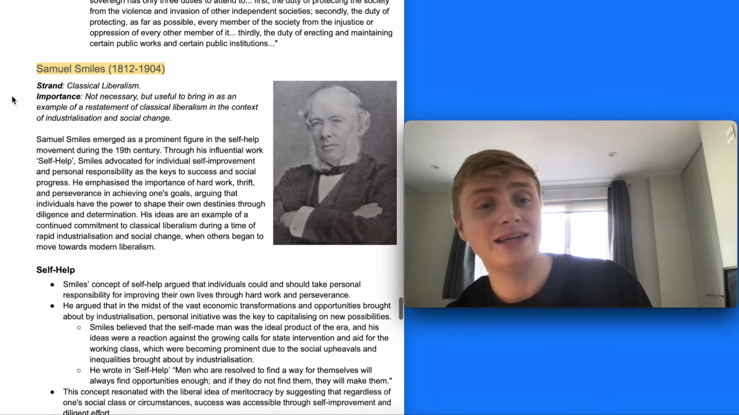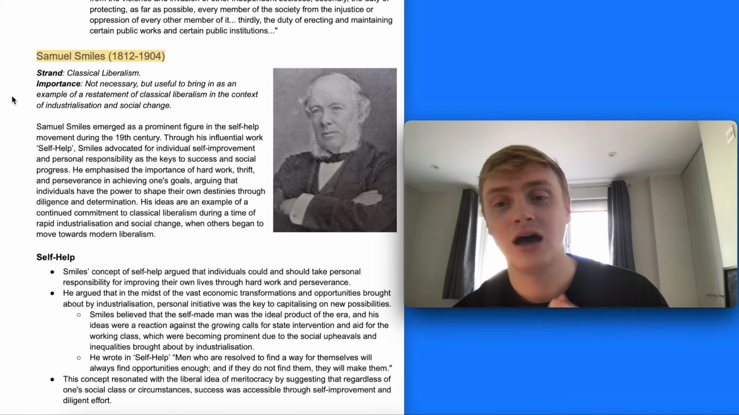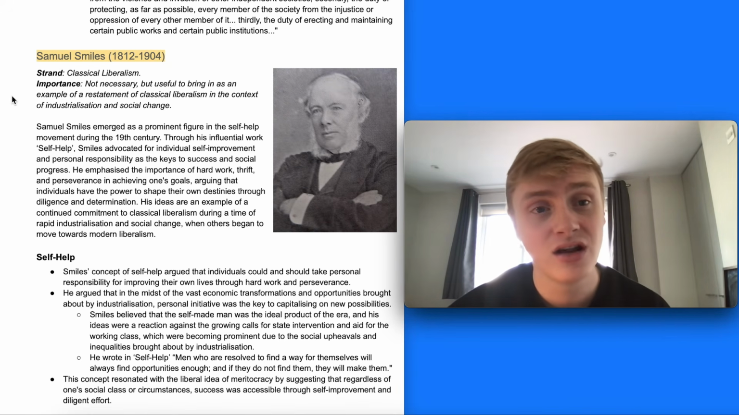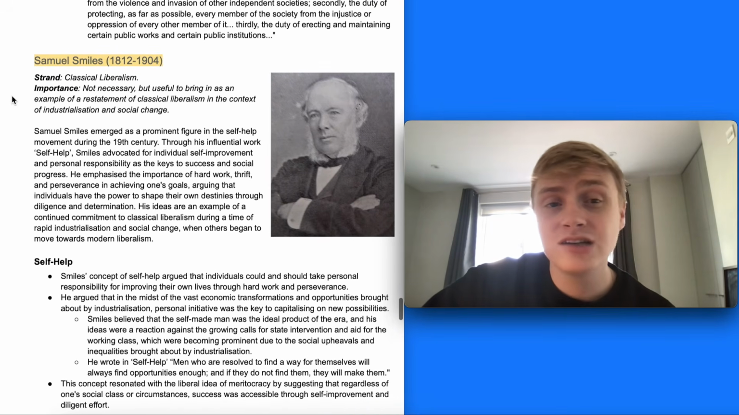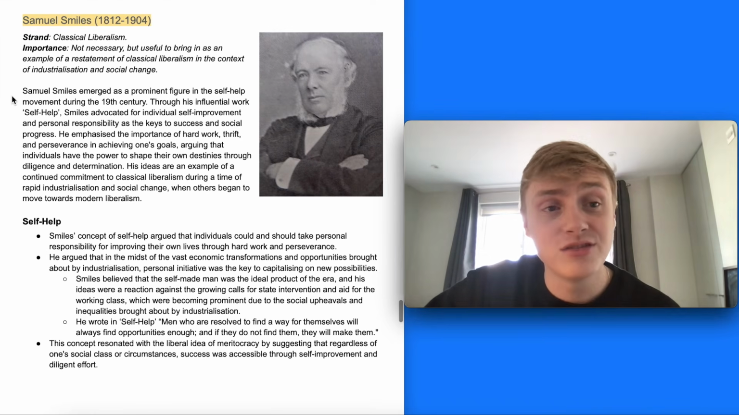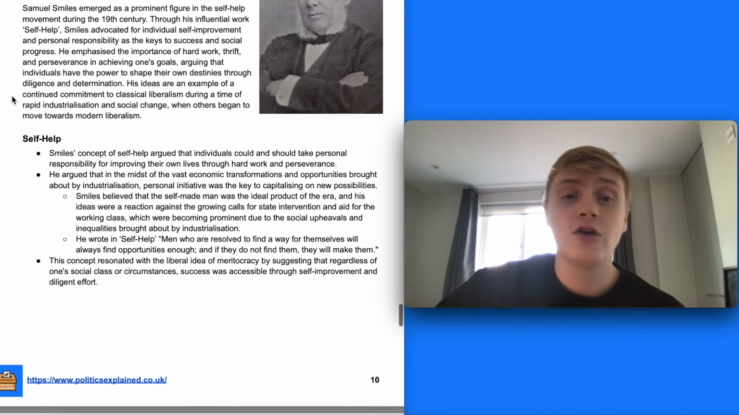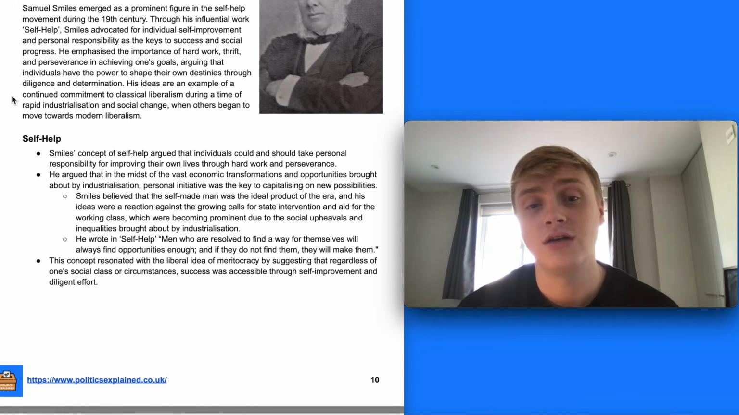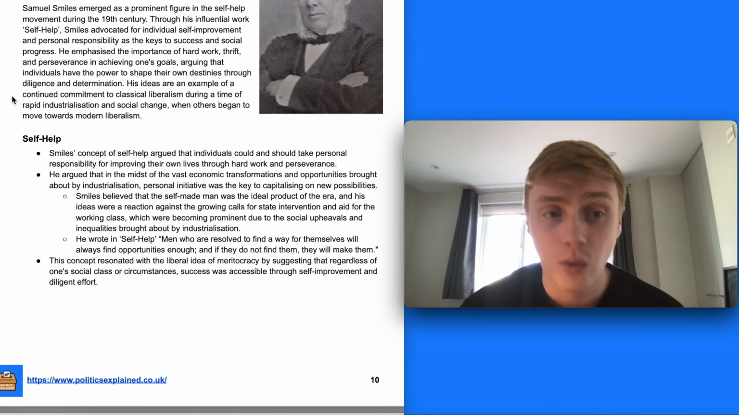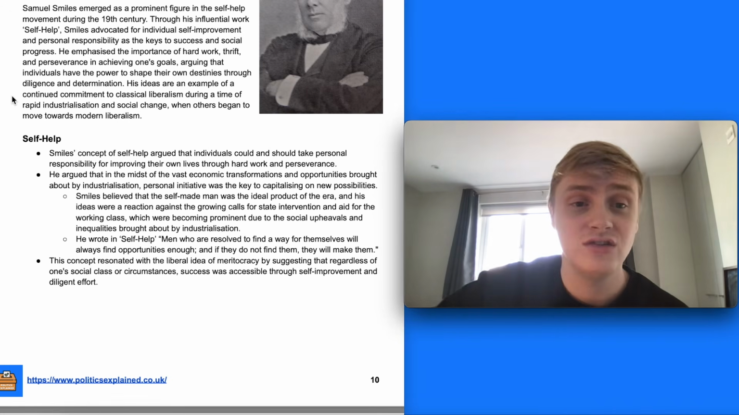A couple of things we're going to have a look at now are key classical liberals who effectively doubled down on classical liberal principles in the context of industrialisation. So this is Samuel Smiles and then Herbert Spencer. Both of them aren't really necessary to bring in, but can be useful to illustrate certain points. So Samuel Smiles' key idea was self-help, which argued that individuals could and should take personal responsibility for improving their own lives through hard work and perseverance. He argued that in the context of economic transformations and also inequalities brought about by industrialization, personal initiative was key to capitalizing on these opportunities.